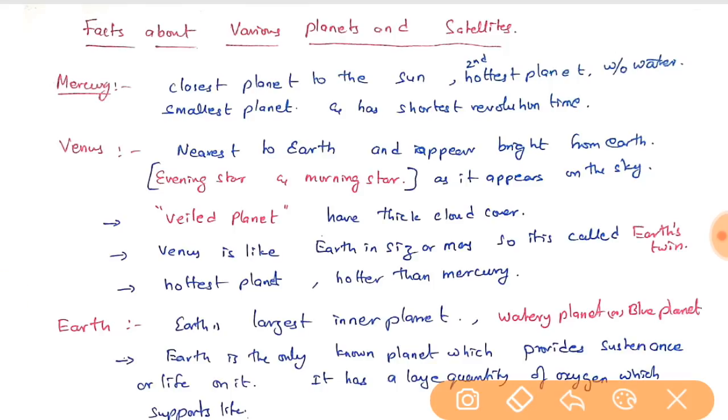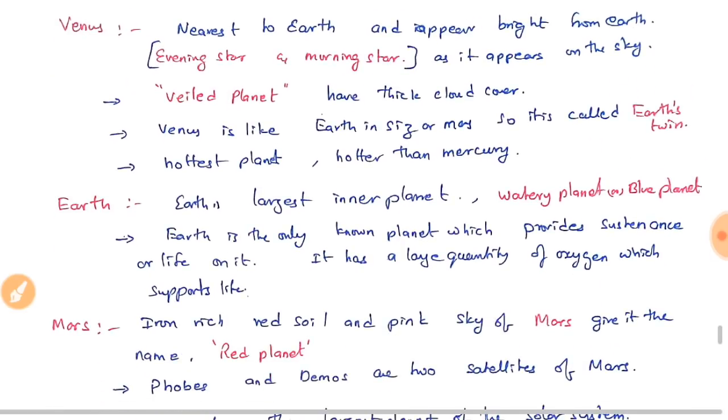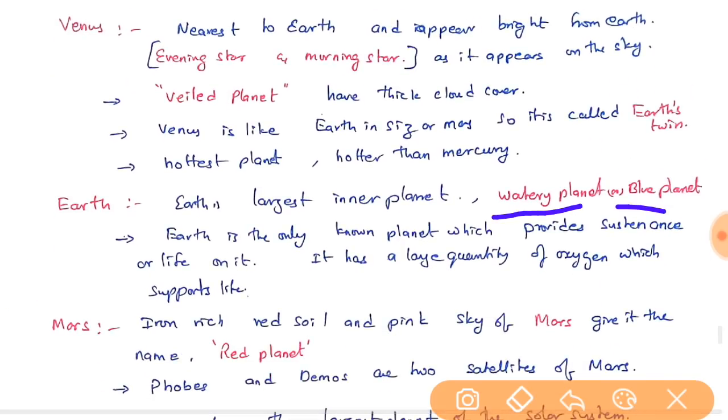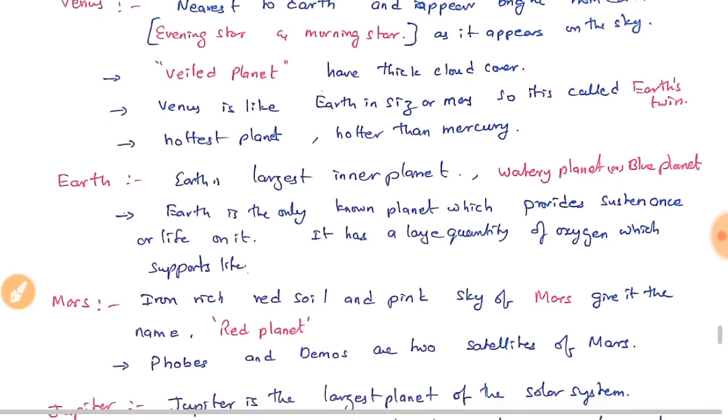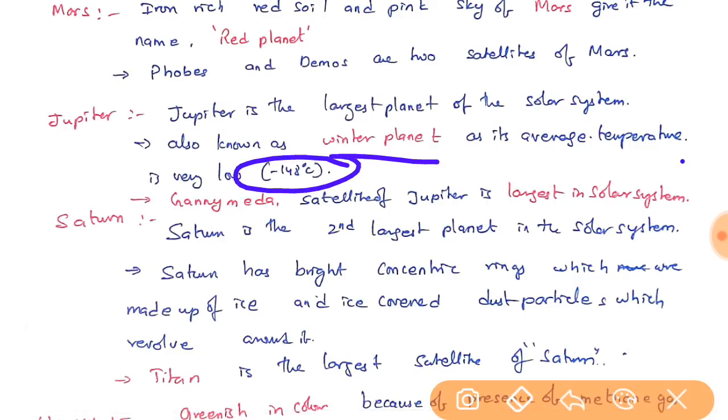Mercury is the closest planet, and it is the hottest planet, and it has the shortest revolution time, friends. Venus is also known as the veiled planet, evening star, morning star, and it is also called Earth's twin. Earth is called the watery planet or blue planet, and Mars is called the red planet. Jupiter we call the winter planet because the temperature there is minus 148 degrees, and Ganymede, the satellite of Jupiter, is the largest in the solar system, friends.